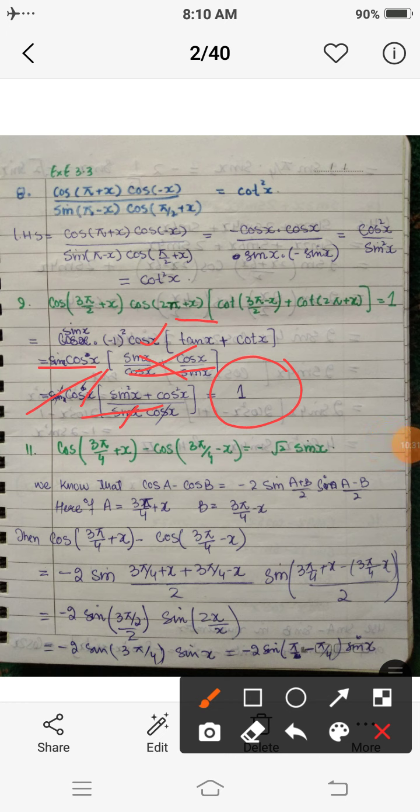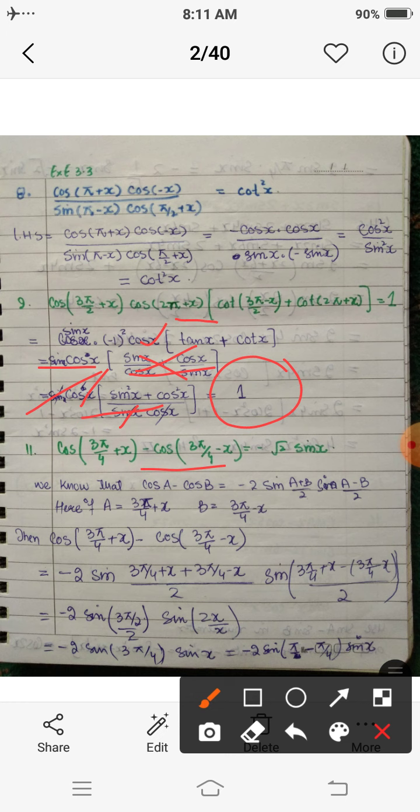Now another question is cos 3π/4 plus x minus cos 3π/4 minus x. We have to prove that this equals minus root 2 sin x. You know that cos a minus cos b is minus 2 sin((a plus b)/2) into sin((a minus b)/2).